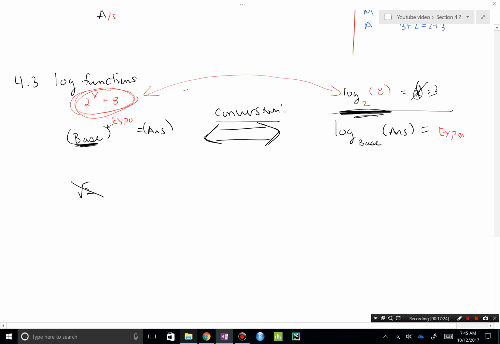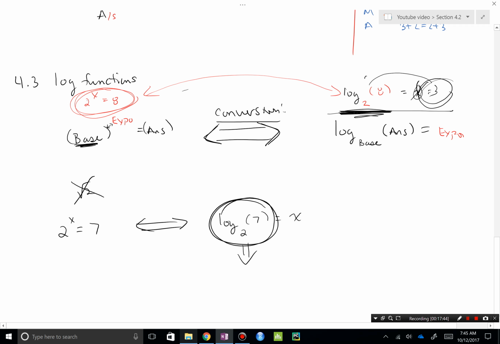Well, it's the same purpose if I were to say solve 2 to the x equals 7. You would convert this. It'll be log, the base is 2, the answer is 7, and it's equal to the exponent, which is x. So we're saying that the exponent has to be this blob. Now, is there some beautiful little number like 3 was with this guy? Absolutely not. 2 to what exponent is 7?